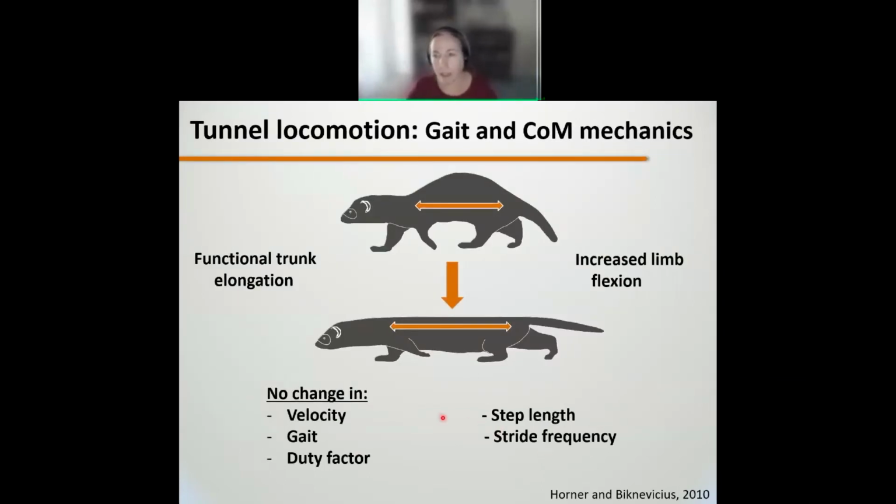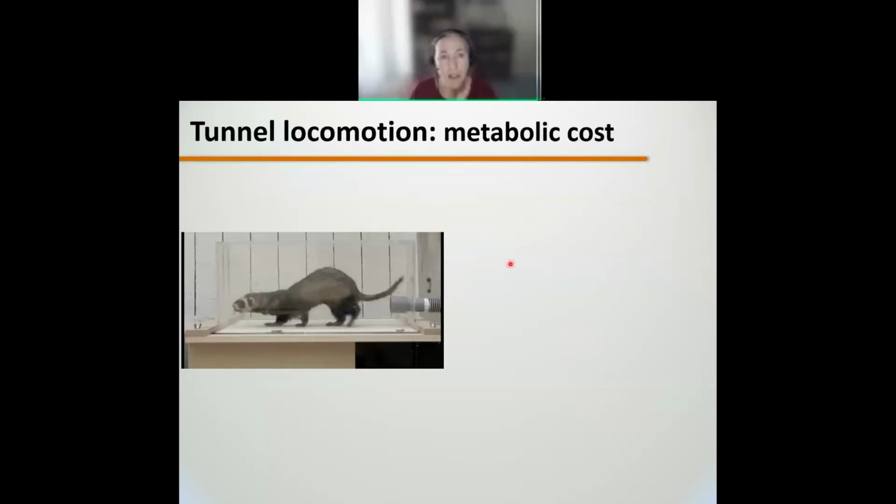And it turns out there wasn't much of a difference in any other of our classic organismic level performance variables. So there was no difference in velocity. Again, these are voluntary preferred speeds. No difference in the type of gait used, duty factor, step length, stride frequency. None of those things were different, but there was a huge difference in the posture. So they were able to maintain performance for all intents and purposes, but certainly this should be costly.